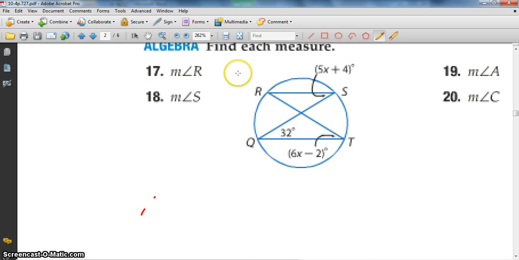For number 17, find each measure. Find the measure of angle R. So R intercepts arc ST. We also see that Q intercepts arc ST. So I have two angles that intercept the same arc, therefore they are congruent, and the measure of angle R is 32 degrees.